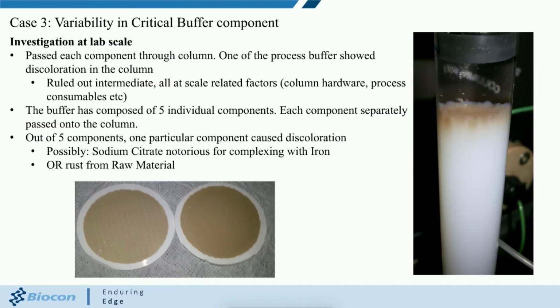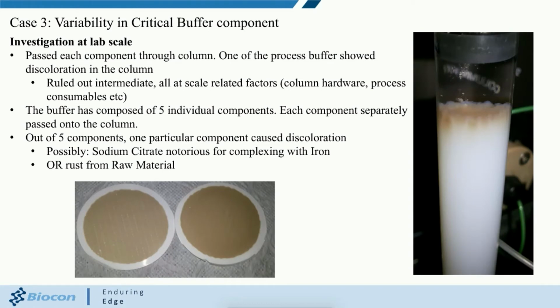If you see the right side, this is a scaled down column run at R&D scale. It shows the brown color again. So what we identified is that out of the 5 components, when we passed one of them into this specific resin, it turned a complete brownish color. At the same time, when we filtered that specific component using a 0.22 micron membrane, the membrane turned completely brown, which indicates there is some issue in the specific salt being used in the buffer.